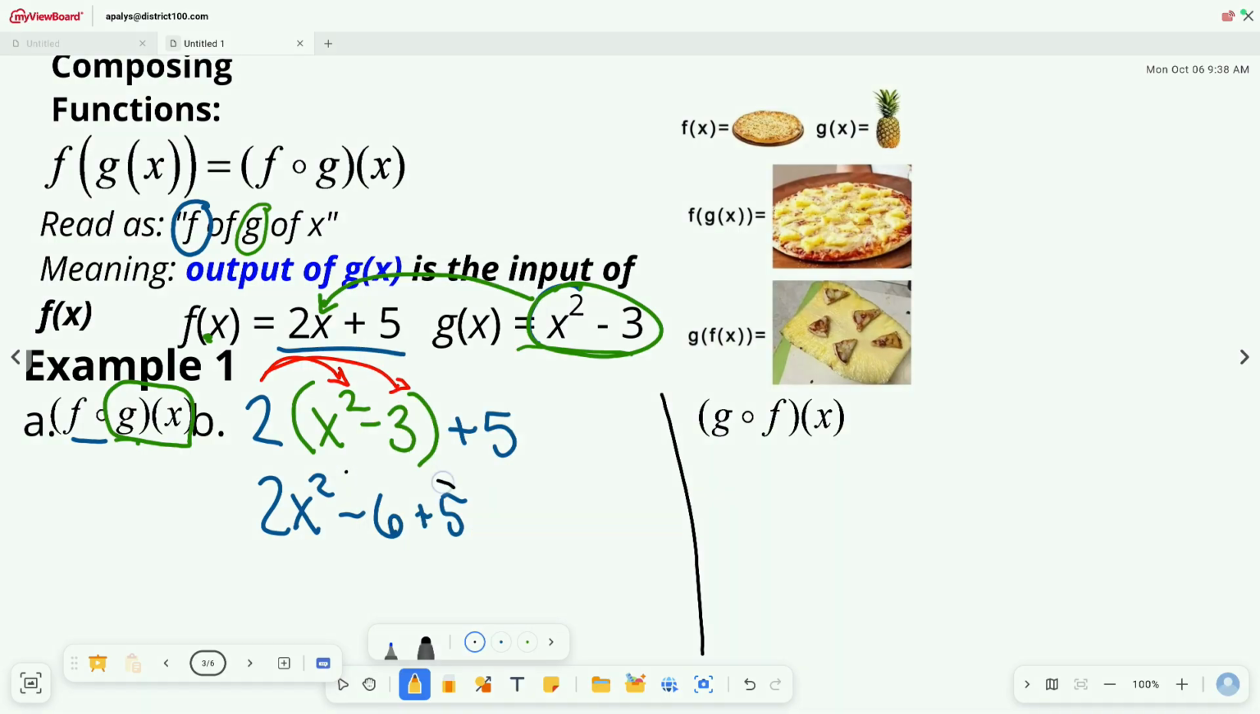This piece right here are the only like terms that we have. So that's the only thing that we can combine. So the 2x squared stays 2x squared. Negative 6 plus 5? Negative 1. And that's our answer. Again, if it feels a little uncomfortable, that's to be expected because you've never done this before.